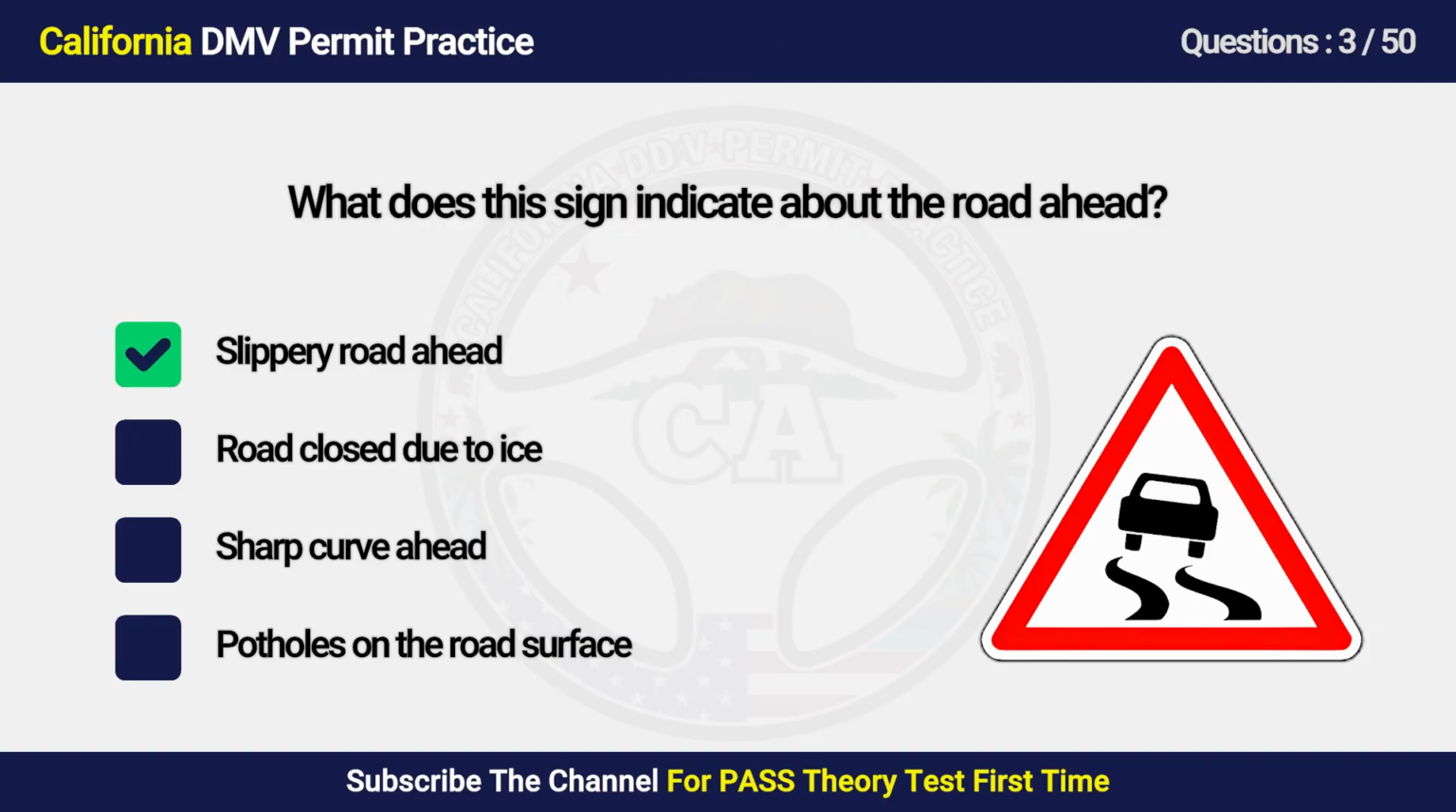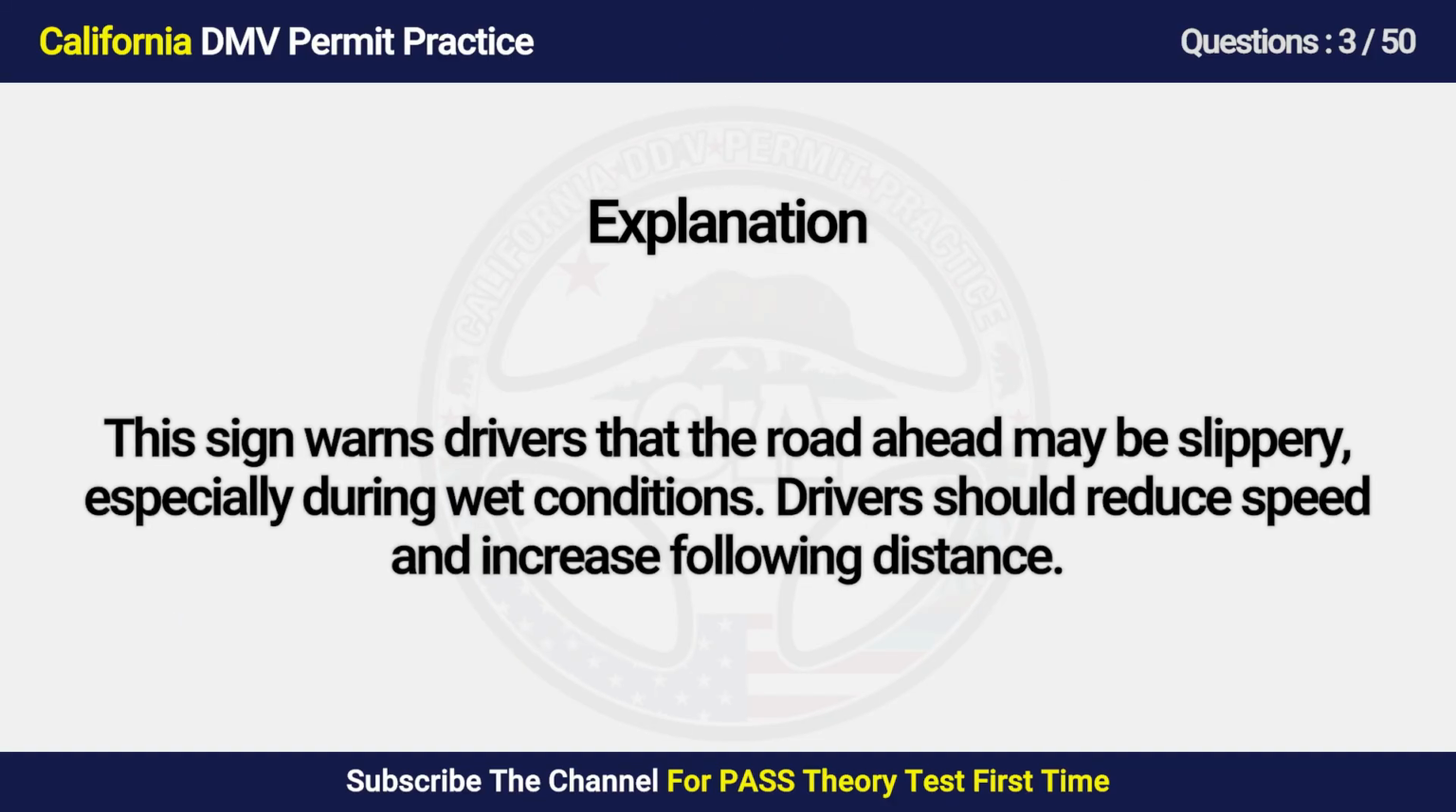Answer is A. Slippery road ahead. This sign warns drivers that the road ahead may be slippery, especially during wet conditions. Drivers should reduce speed and increase following distance.